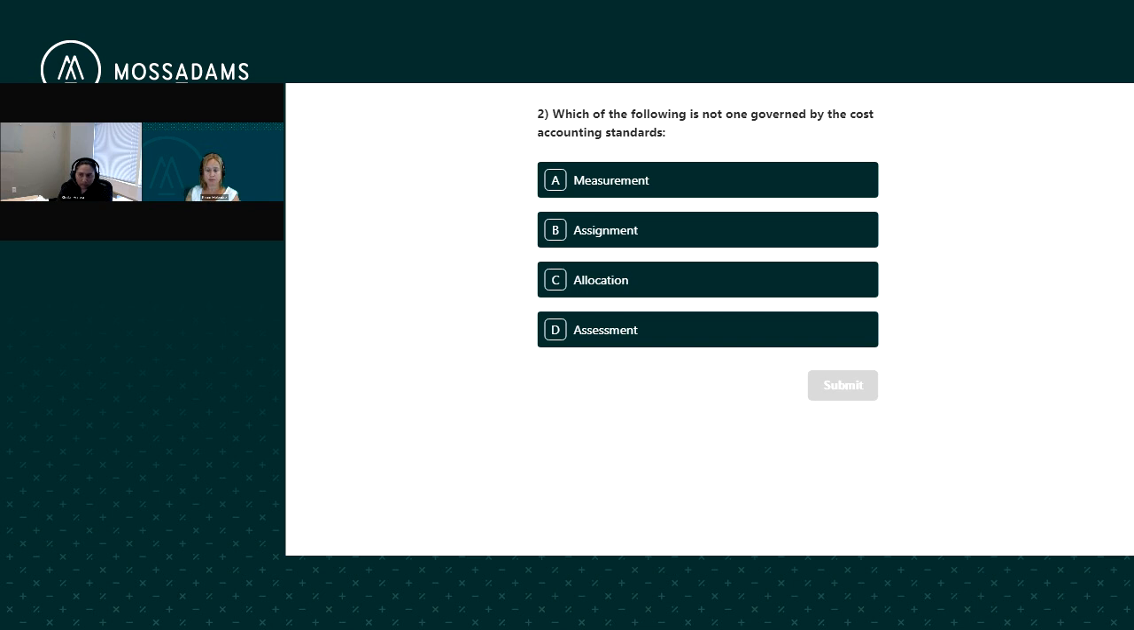Polling question number 2. Which of the following is not one governed by the cost accounting standards? A, measurement. B, assignment. C, allocation. D, assessment.